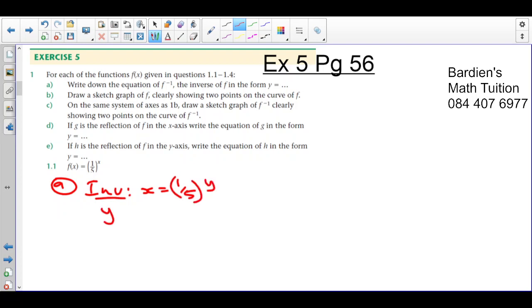So we make y the subject of the formula. y is equal to log x base of 5.